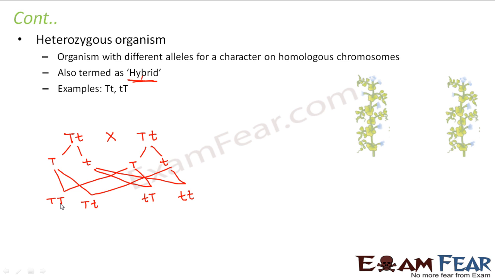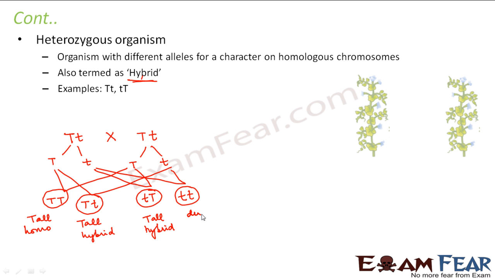So in this case, if you see, the products are not all identical to the parent organism, right? You see that only 2 of them are heterozygous. So 50% are heterozygous. The remaining 2 are homozygous. So we can say that if we self-bred heterozygous organisms, only 50% of them are heterozygous, right? Also, we see how many of them are tall and how many of them are short. We can say that this is tall, this is also tall. So this is tall homozygous, this is tall hybrid, this is also tall hybrid, and this one is dwarf.